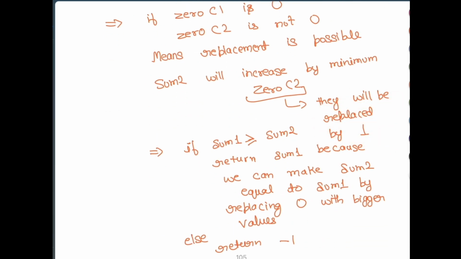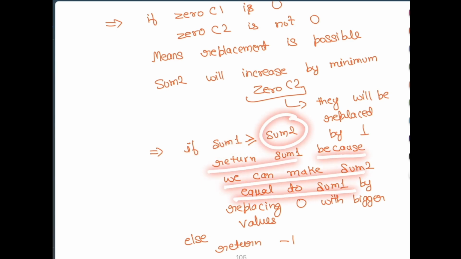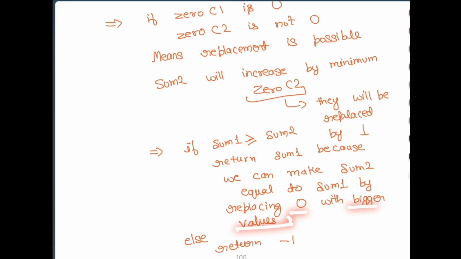Now after doing the replacement, after increasing the sum of sum 2, if the sum 2 is less than or equal to the sum 1, or we can say that if the sum 1 is more than sum 2, then we will return sum 1. And we are returning sum 1 because we can make the sum 2 equal to sum 1 by replacing the zeros with bigger values. And let us see an example.